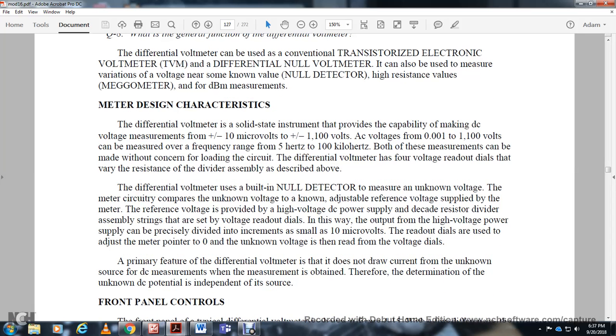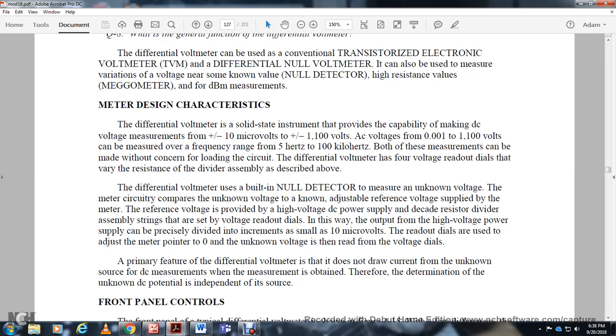Meter design characteristics. The differential voltmeter is an instrument with the capability to make DC voltage measurements over the range of plus or minus 10 microvolts to plus or minus 1100 volts, and AC voltage measurements over the range of 1000 to 1100 volts, which can be made with a frequency range of 5 hertz to 100 kilohertz. The measurement can be made with the load circuit. A differential voltmeter has four voltage readout dials, the very resistance of the divider.